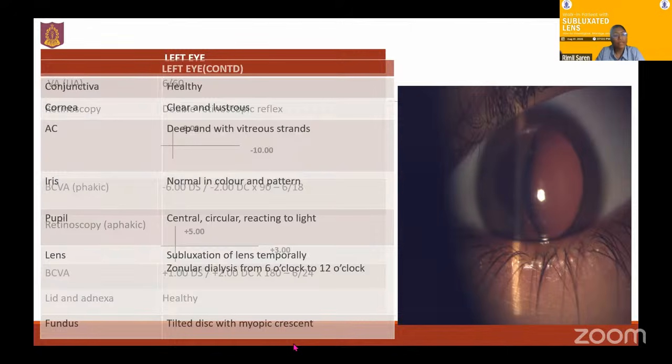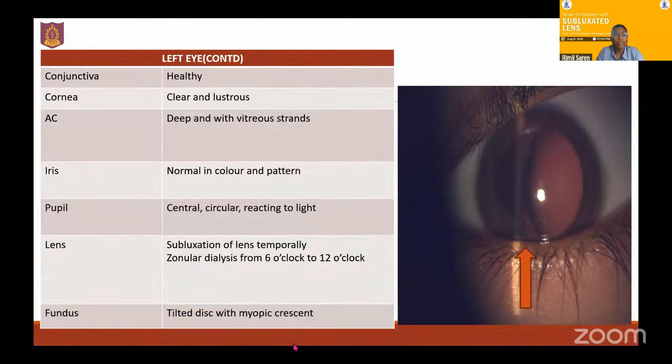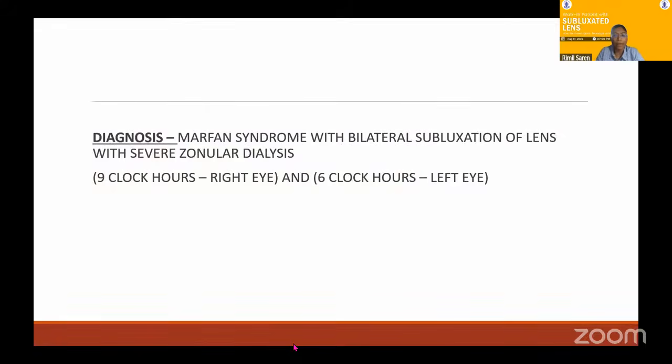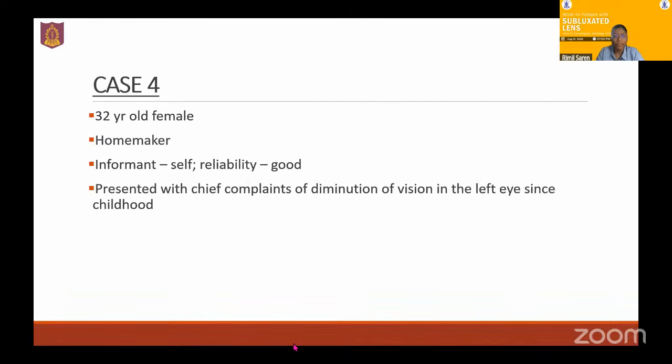His anterior chamber was deep with vitreous strands. The lens showed subluxation in the temporal region with a zonular dialysis ranging from 6 o'clock to 12 o'clock. The fundus had a tilted disc with a myopic crescent. So he was a case of Marfan syndrome with bilateral subluxation of lens with severe zonular dialysis.